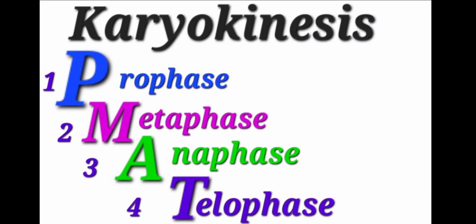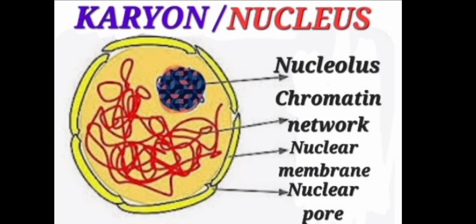By and large, the four phases of mitosis are quite similar in all living organisms. The slight differences that exist we will speak about in another video. Now I'll be describing the stages of karyokinesis in animal cells.